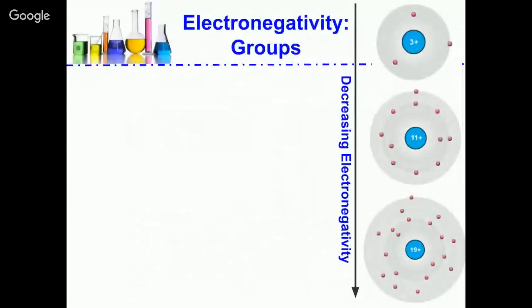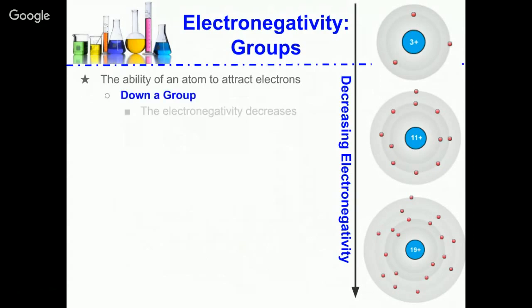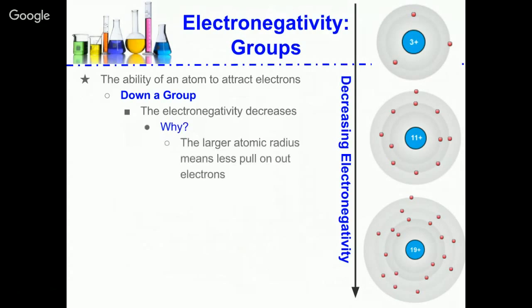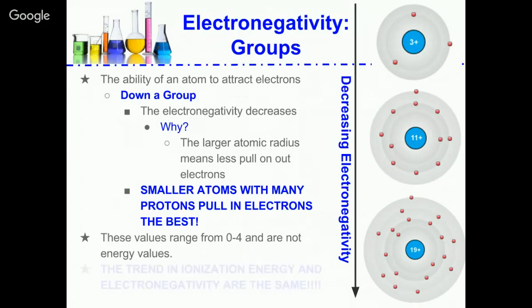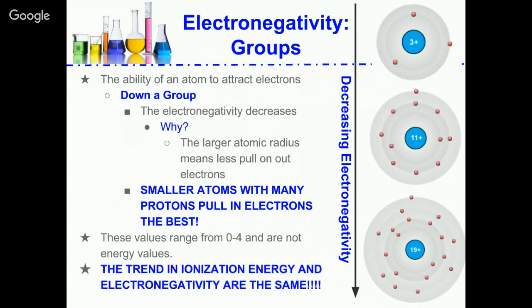Let's talk about electronegativity. Electronegativity is the atom's ability to attract electrons. As you go down a group, the electronegativity is going to decrease. This happens because there is a larger atomic radius, which means there's going to be less of a pull attracting those electrons to the nucleus. So smaller atoms with many protons will pull in electrons the best. The values are going to range from 0 to 4 and are not energy values. The trend in ionization energy and electronegativity are the same when you go down a group.